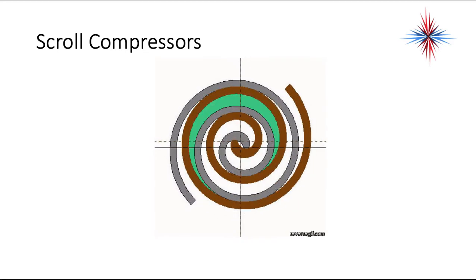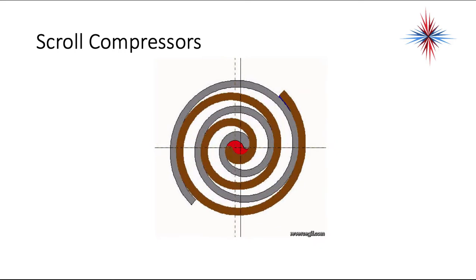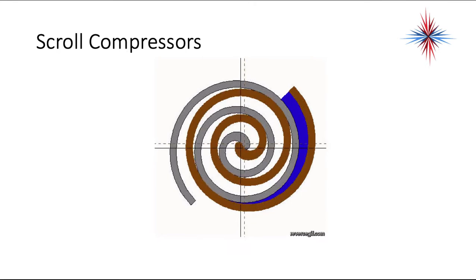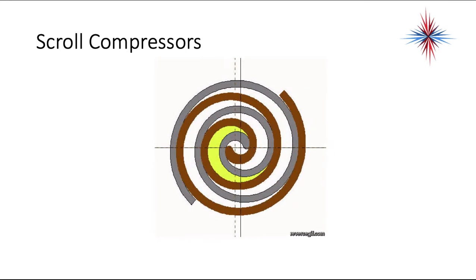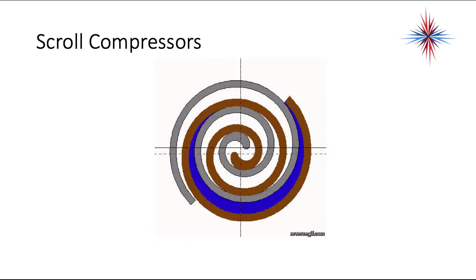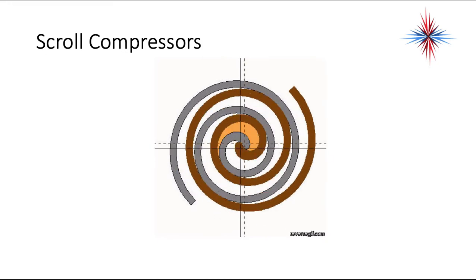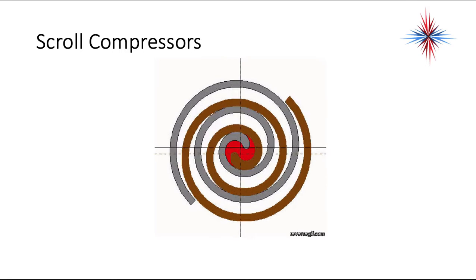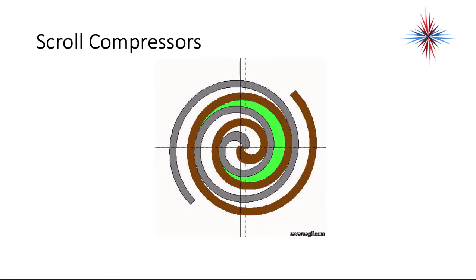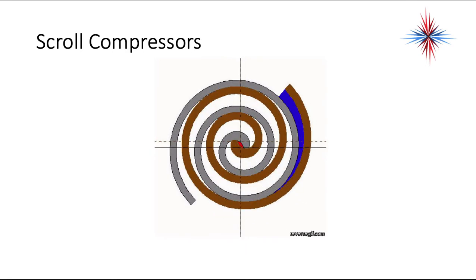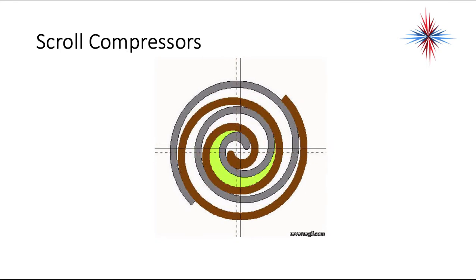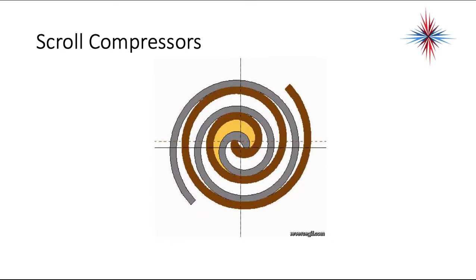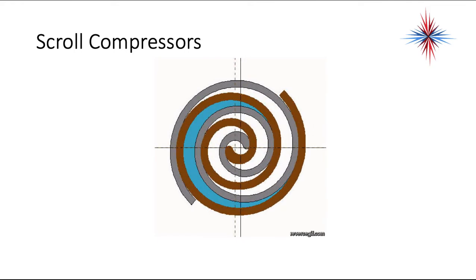Okay, and this is what we're talking about. You have one stationary disc, and then as the refrigerant enters it, it is compressed by the orbiting motion. You have your stationary disc that's showing in gray, and you have your rotating disc that's on the motor that's shown in brown. The refrigerant enters as a low pressure and leaves as a high pressure.